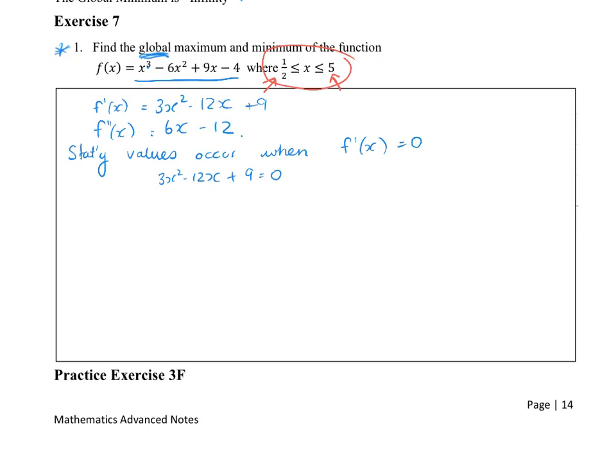So divide everything by 3. x squared minus 4x plus 3 equals 0. Then you say to yourself, how do I solve a quadratic? The first way is to try and do it by factorising. We're lucky in this case, because if we factorise this, we need two numbers that multiply to give positive 3 and add to give minus 4. And it looks like those two numbers are minus 1 and minus 3.